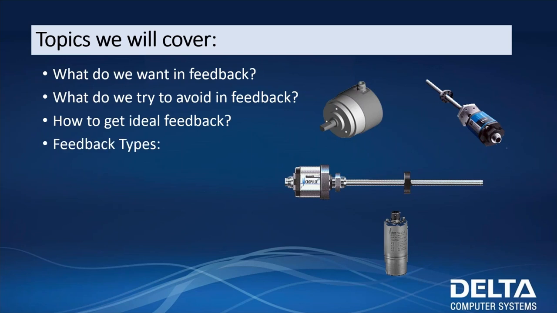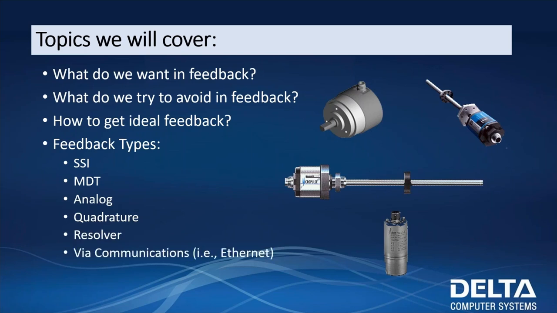So here are some of the feedback types we're going to talk about. SSI is a big one. This is one of our favorite feedback types. MDT, you may know it as start-stop or PWM. MDT is kind of a blanket term that Delta uses. Analog feedback, quadrature, and resolver and communications. So the resolver and communications are two feedback types that we're just not going to have enough time to really dive deeply into today, but those are two options that we have as well for feedback.